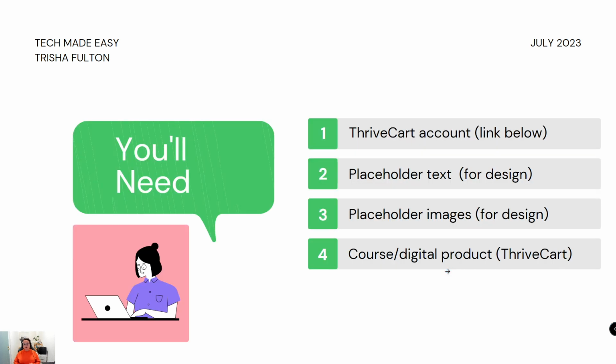Okay, so there are 4 things that you're going to need. Firstly, you're going to need a ThriveCart account. Second thing is you're going to need a placeholder text to build out this page, and you're going to need some images as well. And the last thing you're going to need is a product to sell. So you cannot have a sales page without something to sell to go with it. The sales page is what the customer sees when they do the transaction. That's the landing page. And the product is at the back end that attaches to it. It all works together as a whole set.